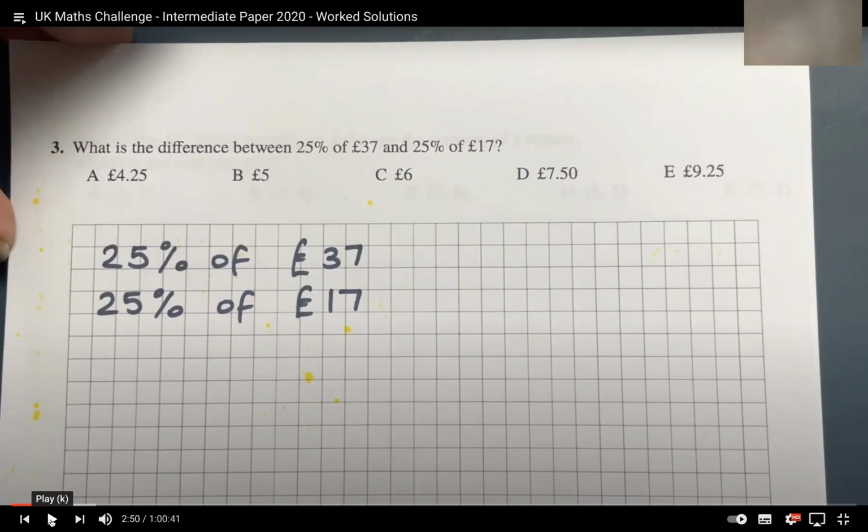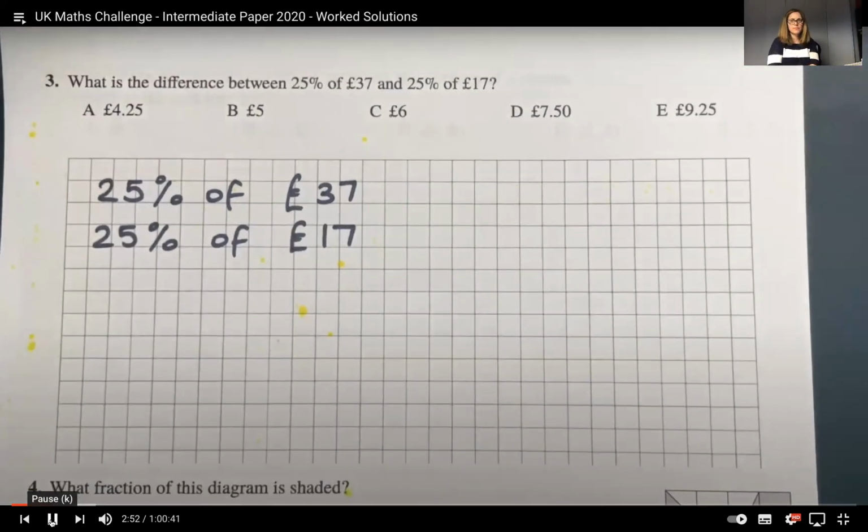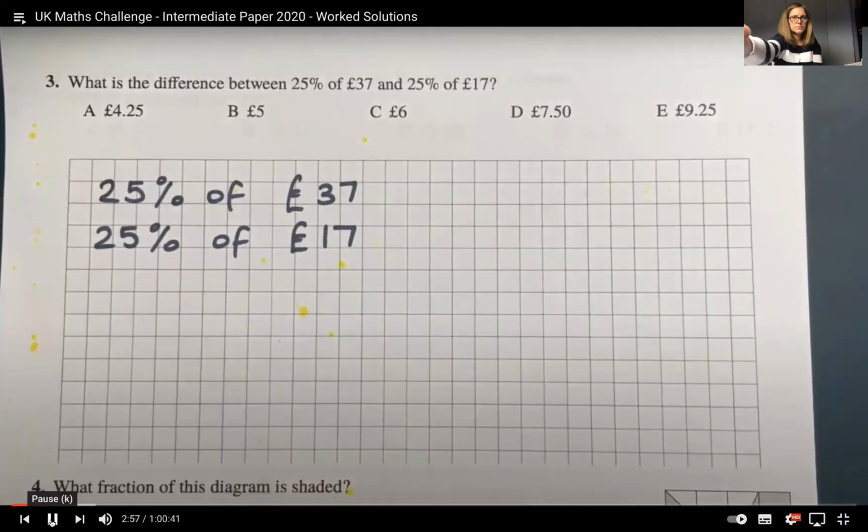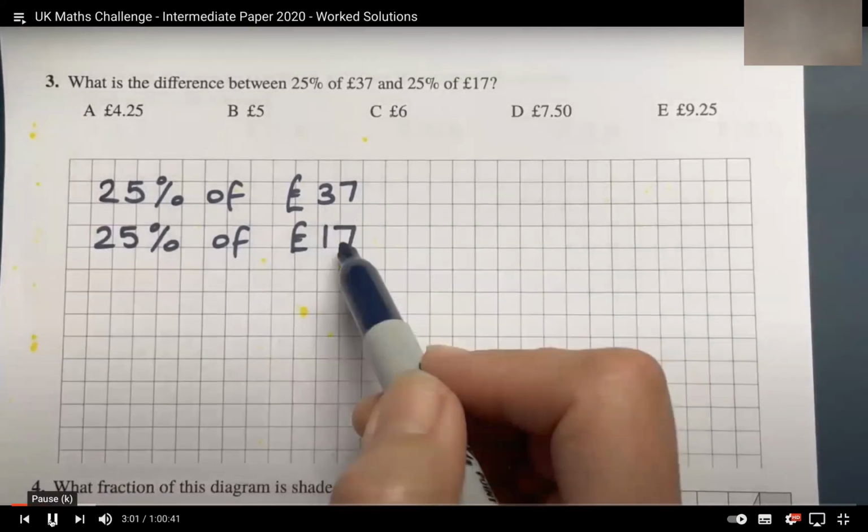Okay, you ready for the solution? Again, if you need more time, pause. Really helpful to write the question out. First, I've got 25% of £37. I've got 25% of £17. I want to work this out as quickly as possible. I'm trying to find the difference.